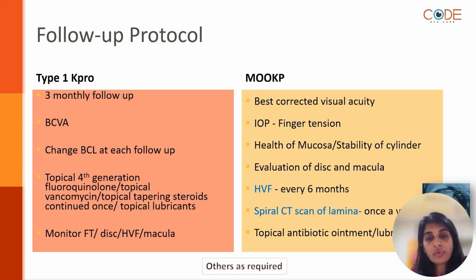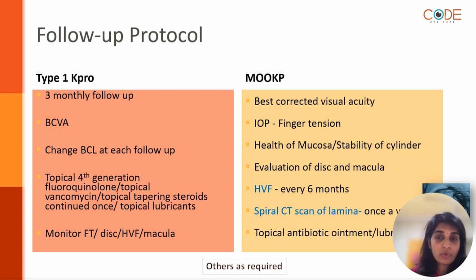Whereas for the osteo-odonto-keratoprosthesis, it of course involves a slightly more lenient follow-up protocol where you need to ensure that the health of the keratoprosthesis and the mucosa is stable. For both these K-pros, you of course have to monitor the status of the optic disc. It's only the finger tension that tells us what the intraocular pressure is.